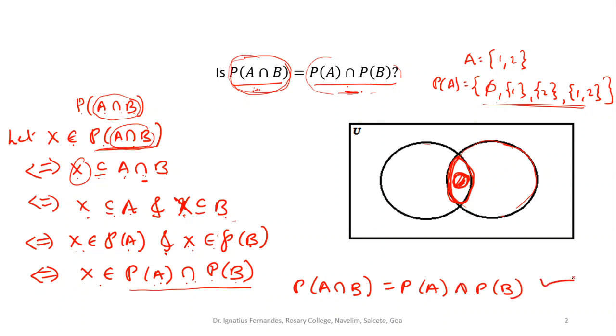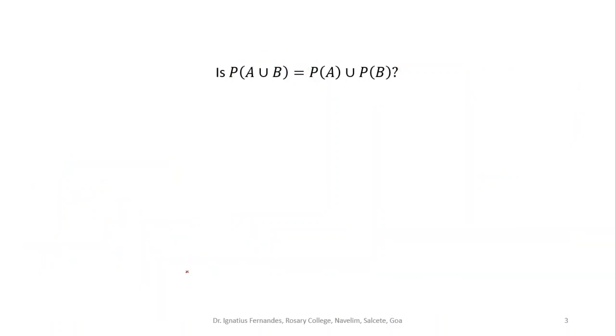Okay, we have proved that in general, and we have not really used a Venn diagram because we cannot use a Venn diagram in this case. So I am relying totally on the definitions, how power set is defined, how intersection is defined, how union is defined, and those definitions I am using to prove this result. Let us look at another result.